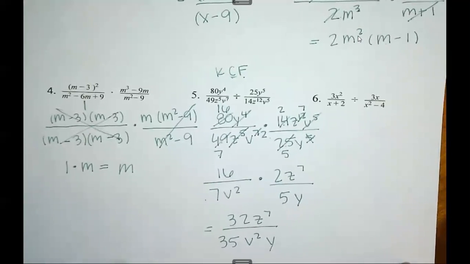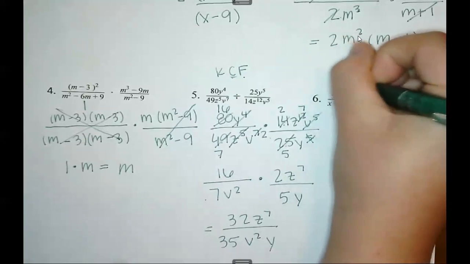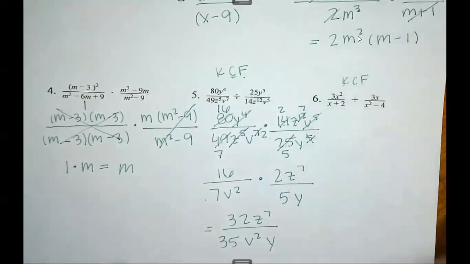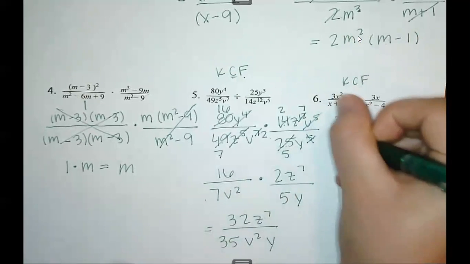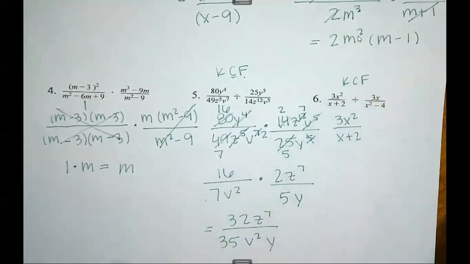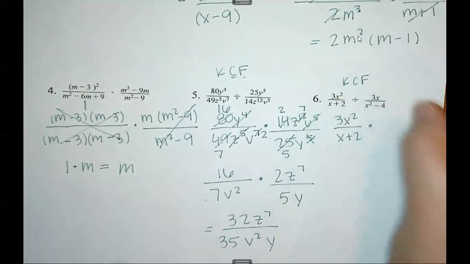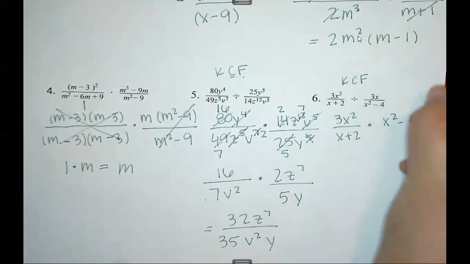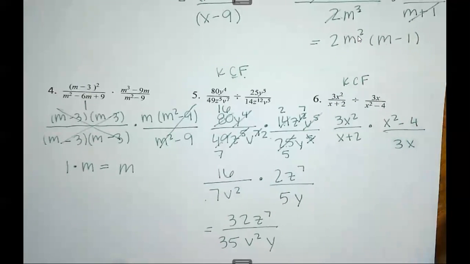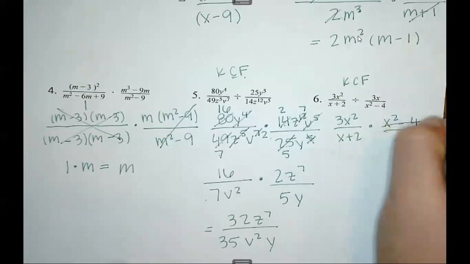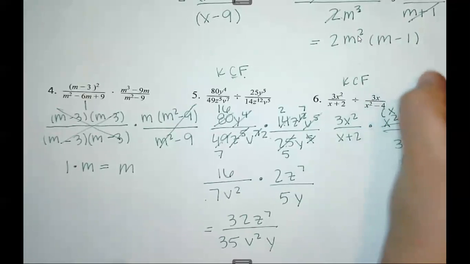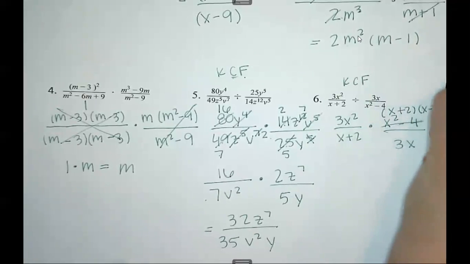So again, we're dividing, so we have to use our keep, change, flip rule. So I am going to keep 3x squared over x plus 2, change from division to multiplication, and flip my last fraction over. So I now have x squared minus 4 over 3x. We'll realize this is something we can factor. It's a difference of squares. So I could change this into x plus 2, x minus 2.